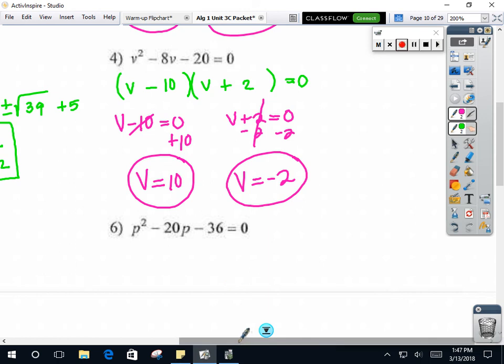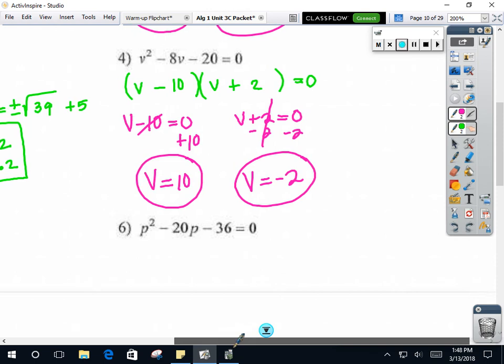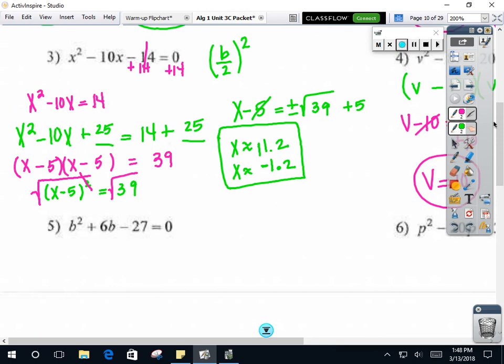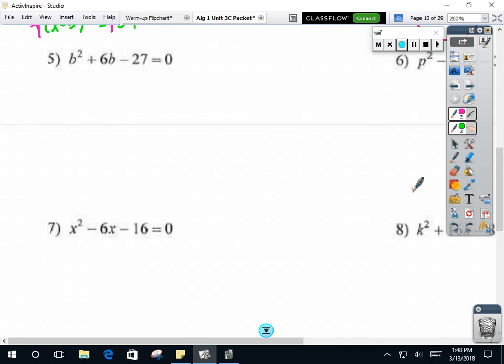Yeah, but it's harder than that sounds. All right, number 5. Okay, are there two numbers that multiply to make negative 27 and add to make 6? Yes, there are. 9 and negative 3. They multiply to be a negative 27, and when you add them, you get a 6.